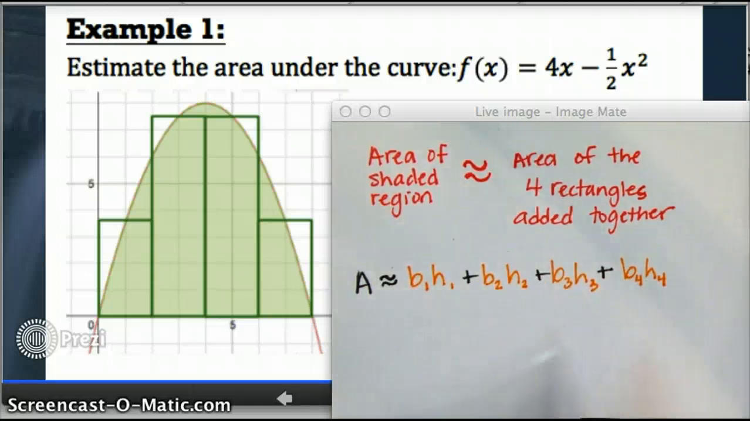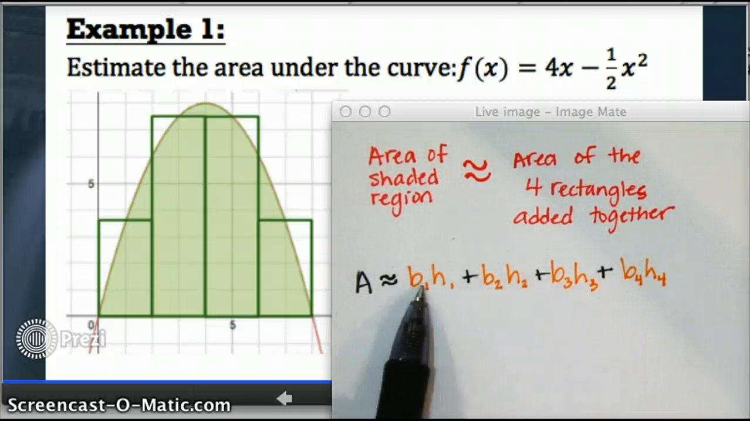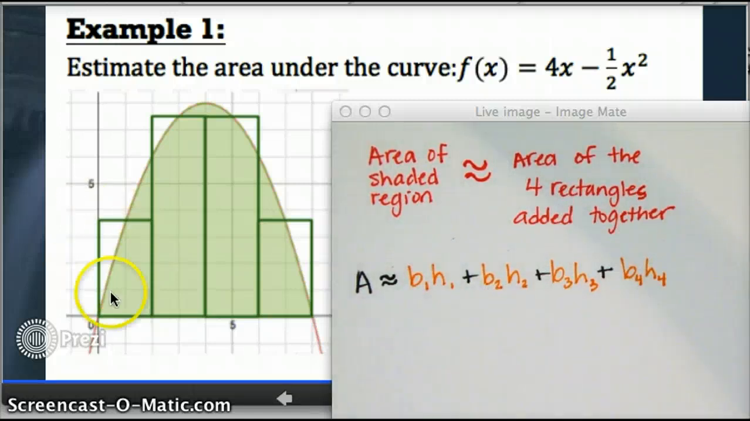Now, be a little careful. Actually, each of these bases are different. This first base times height represents the first rectangle right here. So we want this base distance and this height distance. The second B2H2 represents this second base times this second height. So each of these numbers are different and they're not like terms. I use the subscripts to say I'm talking about the first rectangle here, the second rectangle, etc., etc.